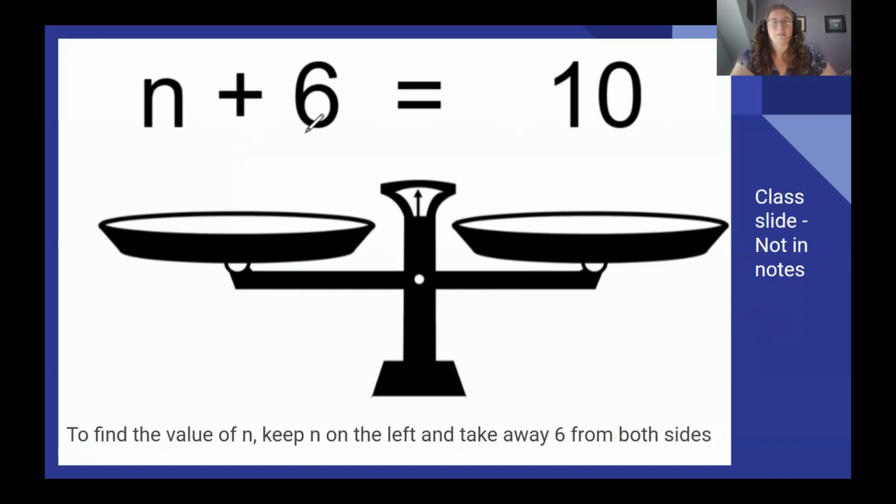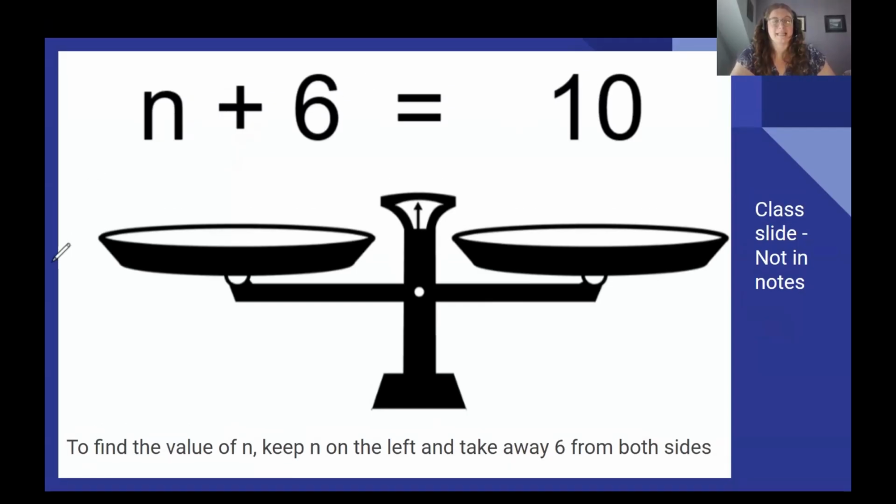So I'm going to subtract 6 from the left side of the scale, right? And when I subtract 6 from the left side of the scale, I have to do the same thing to the right so that my equation stays in balance. If I only subtracted 6 from the left side, well, now the left side weighs less, so my scale's going to be tipped like this. So I had to subtract from both sides.